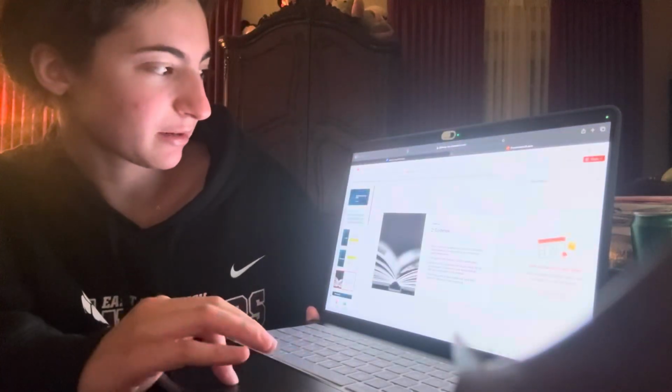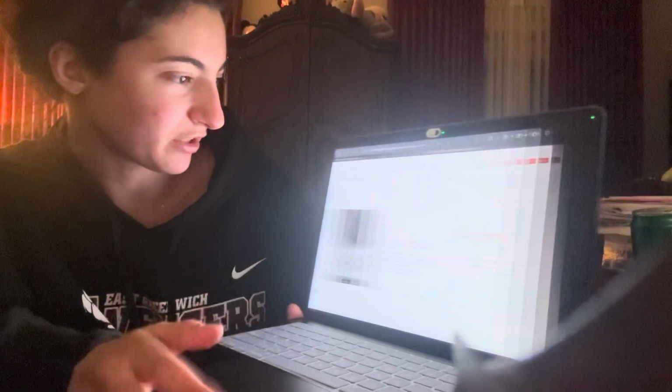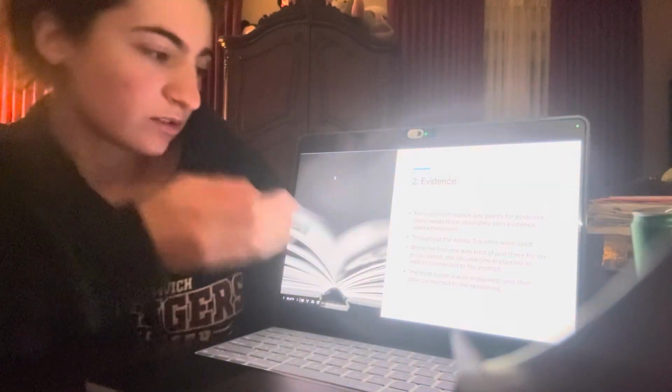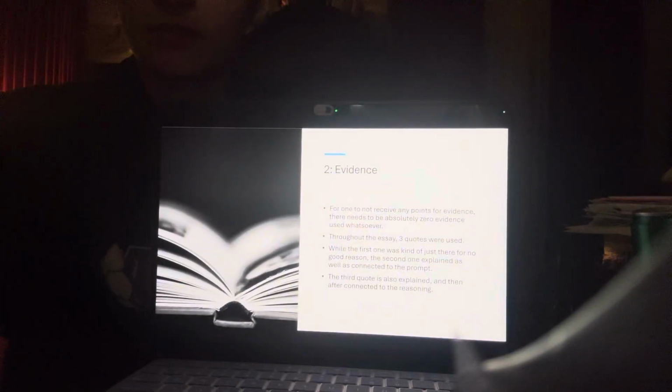But back to my presentation, let me start it from right here. So 3 quotes were used. The first one was kind of there, the second was good, the third was good. The second and third explain the reasoning. Let me show you this fun transition.